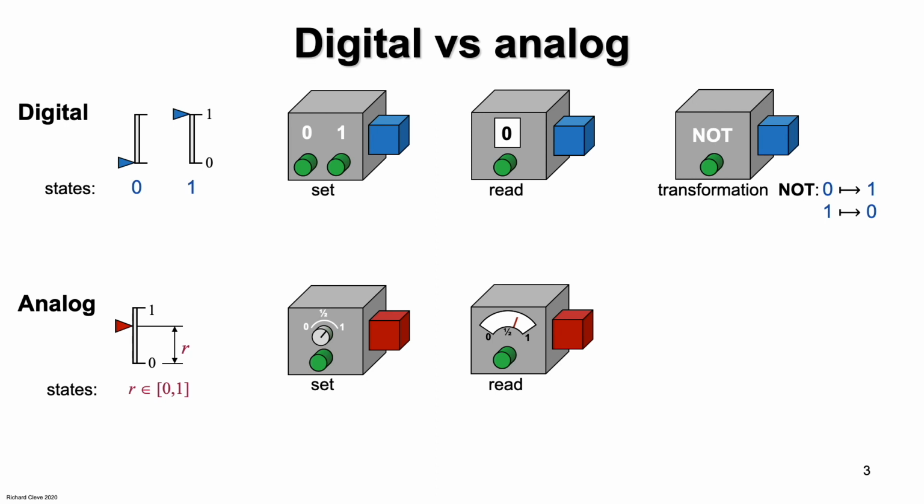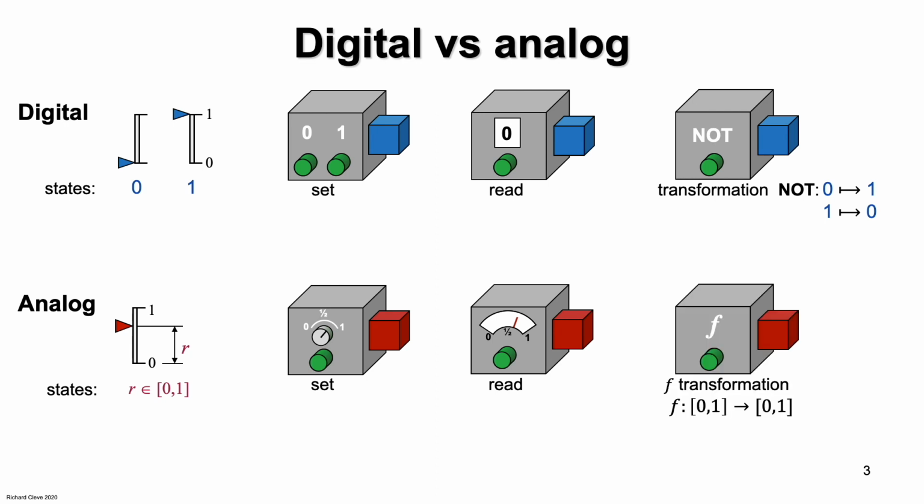And we can also imagine an analog transformation that, when activated, applies some function from the interval [0, 1] to itself. For example, mapping r to r squared, or r to 1 minus r.